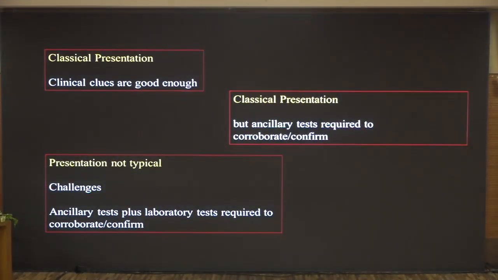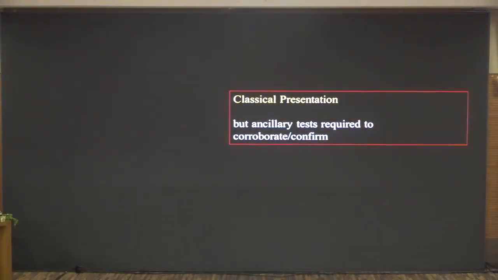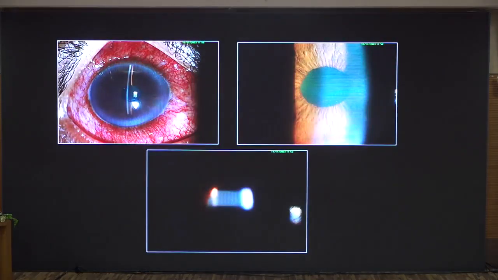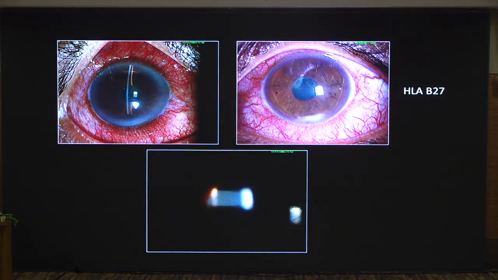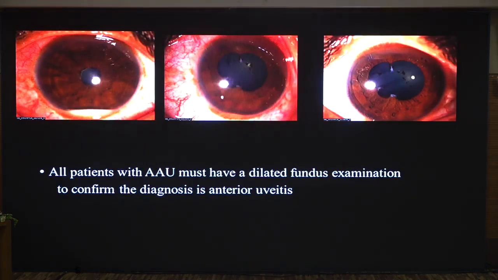I'll come to the second kind of presentation. Again, the presentation is very classical, but you need some testing. If you notice in the previous cases, I did not order any investigations. Please don't send these patients for Mantoux, CT chest, TPHA, or ESR. They don't need it, unless the systemic examination asks for it. So you have this acute red eye. The slit lamp shows a lot of cellular reaction and a lot of flare, and the first thing you order is an HLA-B27. Many of these patients have an underlying spondyloarthropathy, so you can order an X-ray of the SI joint.